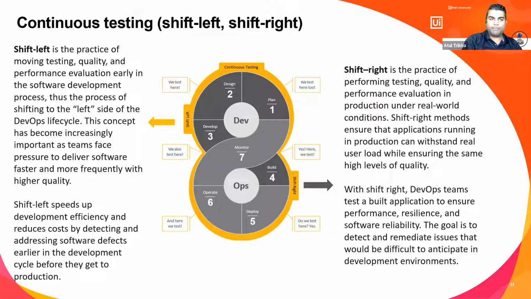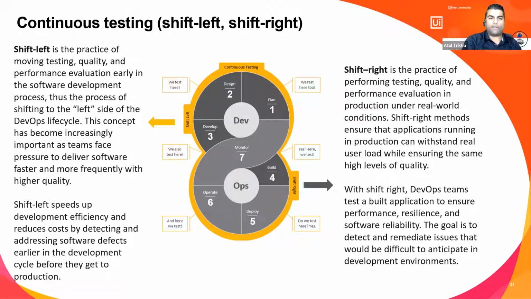This concept has become increasingly important as teams face pressure to deliver software faster and more frequently with higher quality, right? We are talking about agile here. Shift left speeds up development efficiency and reduces cost by detecting and addressing software defects early in the development phase. This is what we just discussed, right?